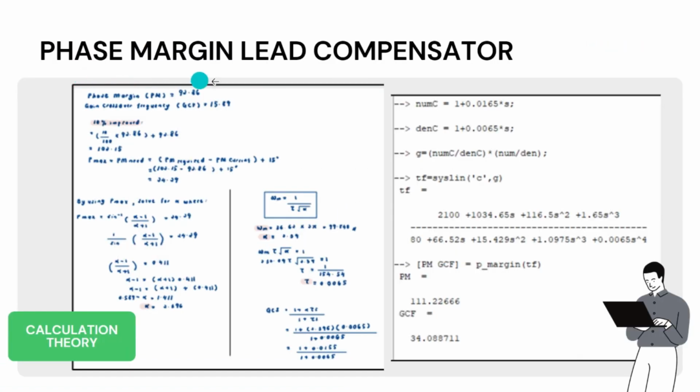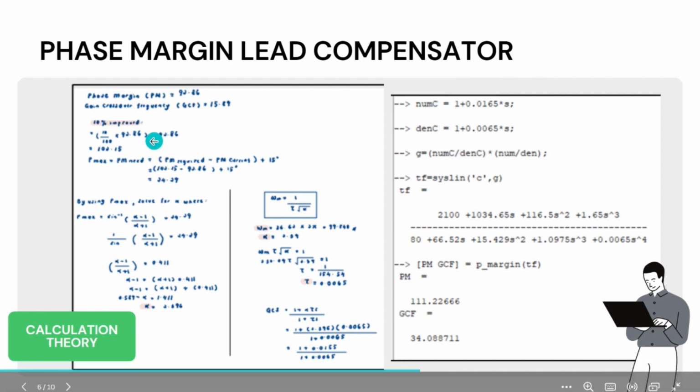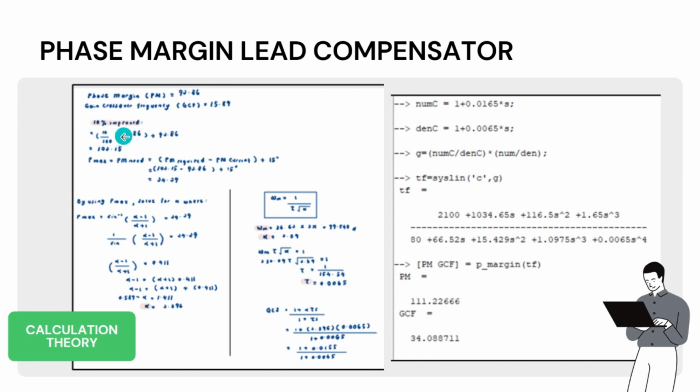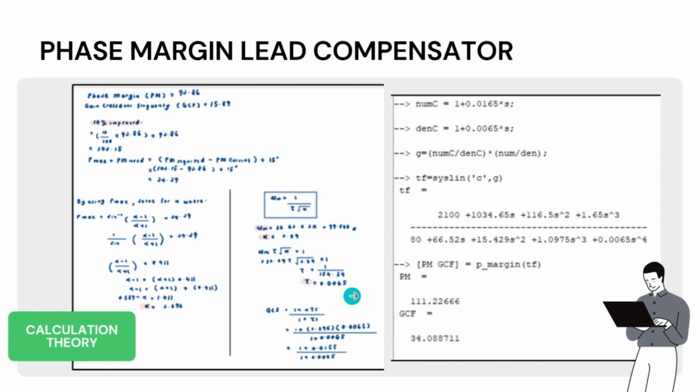This is the phase margin lead compensator. This is the calculation theory. This question needs to improve the current phase margin by 10%. This is the phase margin, 102.15. This is the phi max value, which is 24.29. This is the alpha value, which is 2.369. This is the tau value, which is 0.0065.